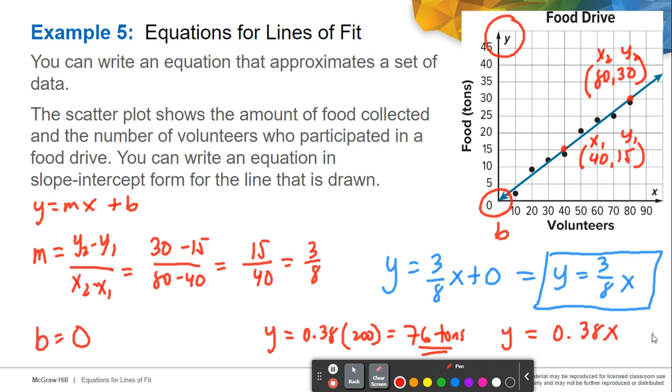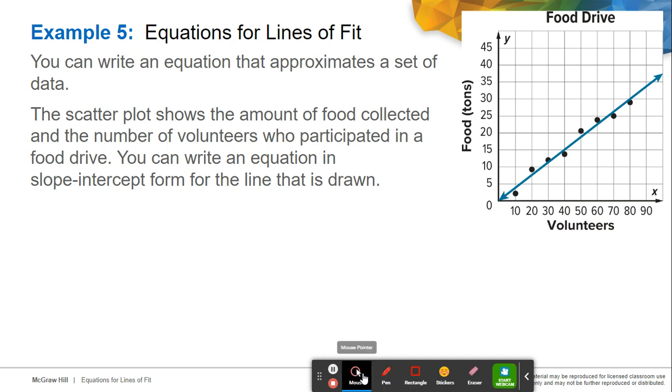Okay, so that's why we come up with our equations for the line of fit, so we can predict and make conjectures about data that are not represented in our scatter plot. Okay, I hope you understand how we find our equations of line. Okay, let's try to get one more example.